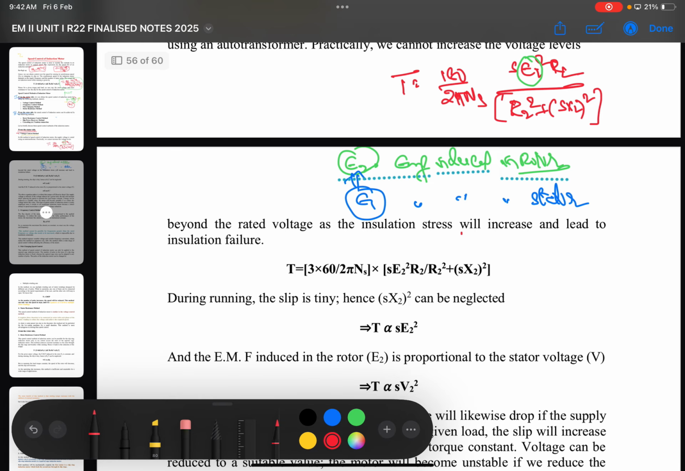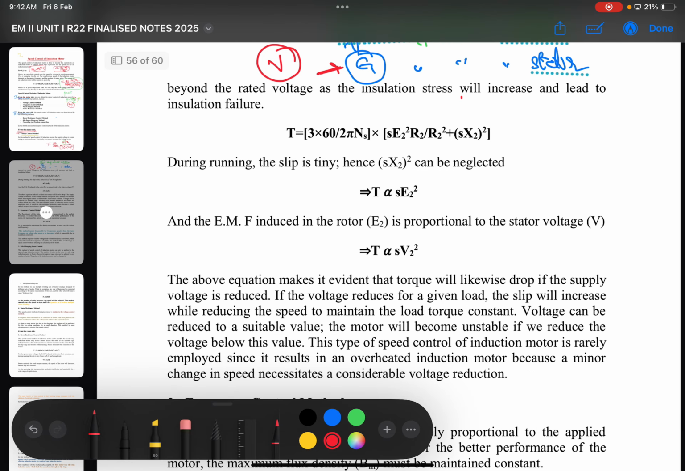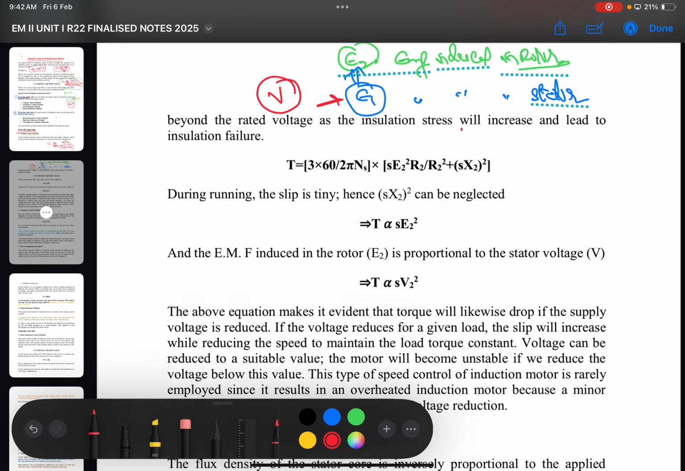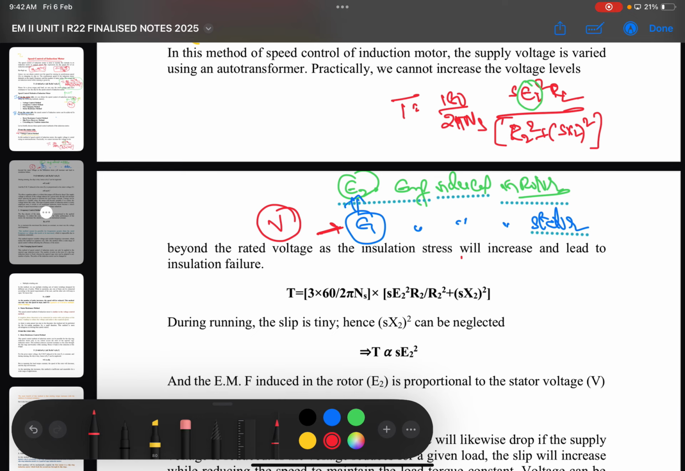How is this EMF induced in the stator? Because of the supply voltage or not? So can I conclude what is the major responsible component for the generation of E2? That is E1, which is mainly depending upon V1 here. So can I conclude here? So instead of E2, can I replace it with V here?